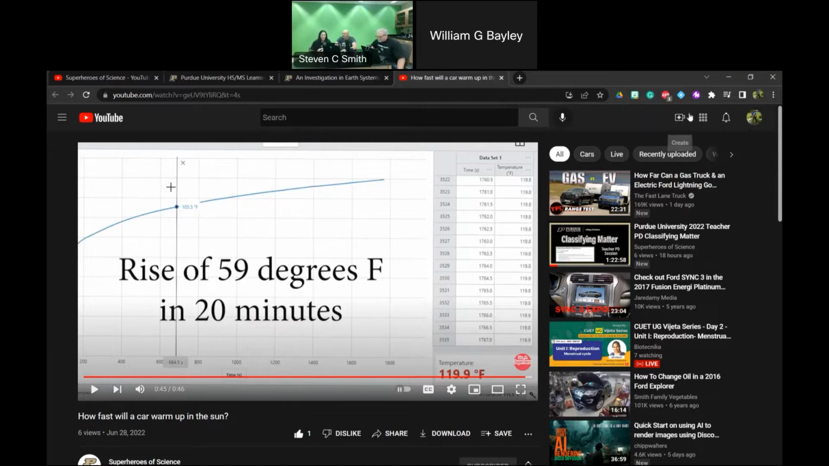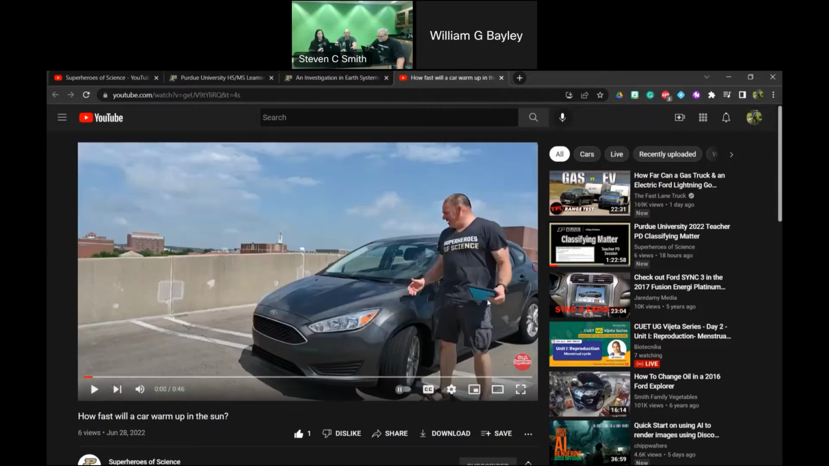But this is how hot the car gets. Yes, that's exactly what happened. We took my car up to the parking garage on a sunny day. We put a thermometer right here in the window. We closed the doors. We recorded with our Vernier wireless thermometer. And we just hung it from the mirror, and it's hot.